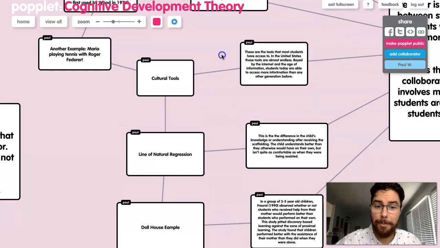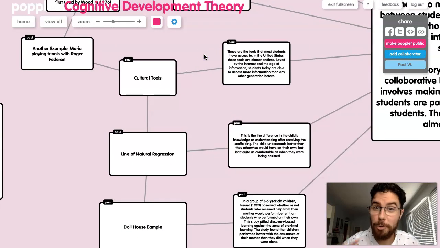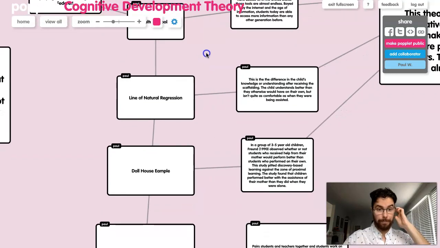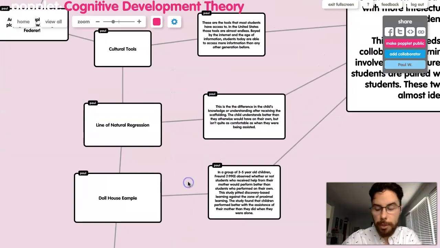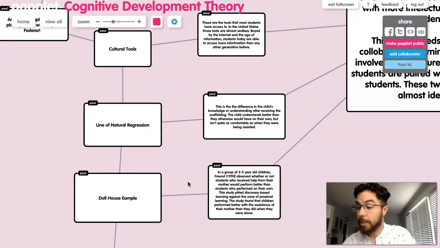Okay? Then we have 3 more terms. We've got cultural tools, line of natural regression, and the dollhouse example. We've also got reciprocal teaching, so 4 more. I'm going to try and get through these. I've literally got 2 minutes left.